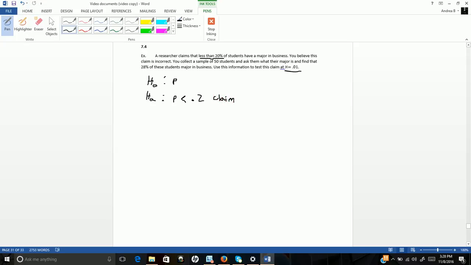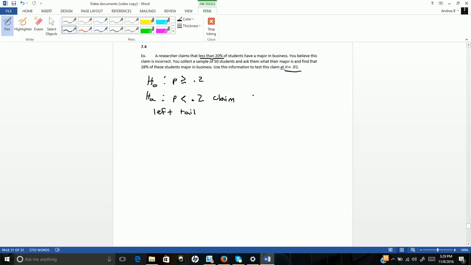because if it doesn't have that equal to part, then it's alternative. The null then is the opposite, which would be greater than or equal to that 0.20 in this case. So here then we have that it is a left tail test because this alternative hypothesis here is less than. The alternative is always what tells us what type of test it is.